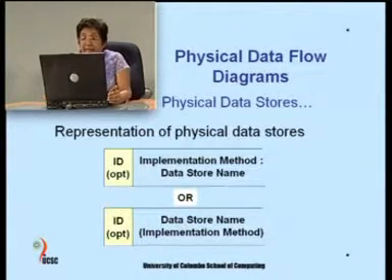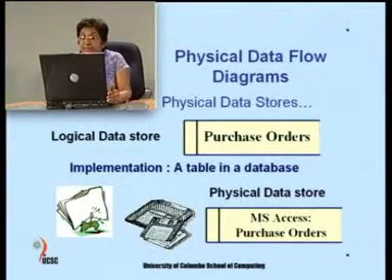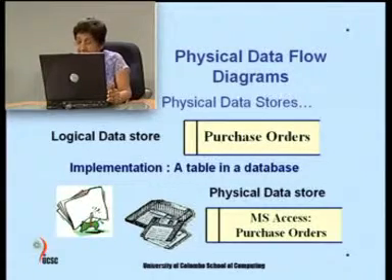Then how do you represent them? Again, you have the implementation method and the data store name, and the ID is optional. Some examples are given here. Purchase orders is the logical data store, where we only say purchase orders, but when you convert it into a physical data store, it will have the name, but also how you implement it, using MS Access. So, that is the difference between the physical and the logical data stores.